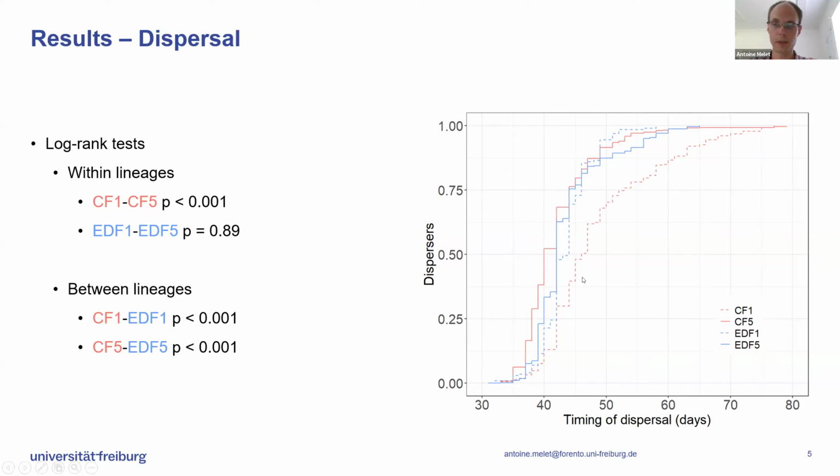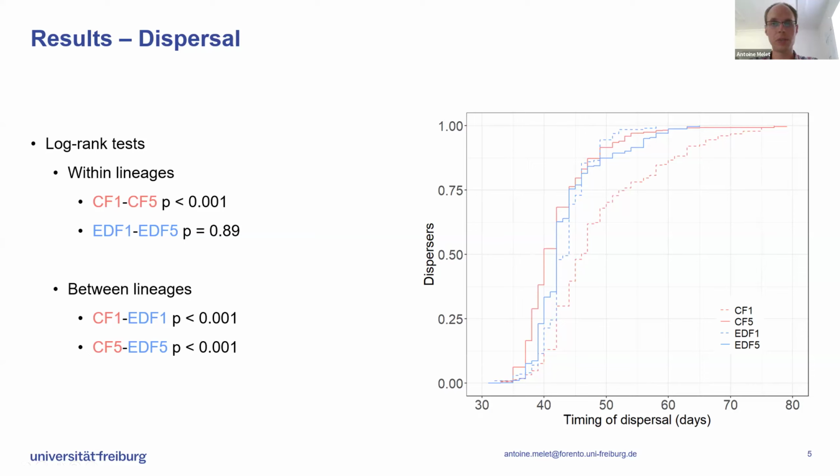You see that the dotted lines are from the first generation, and the solid lines are from the 5th generation. And as you can see, the dispersal happened earlier in the 5th generation. The difference was not significant for the treatment lineage, but it was significant for the control lineage.